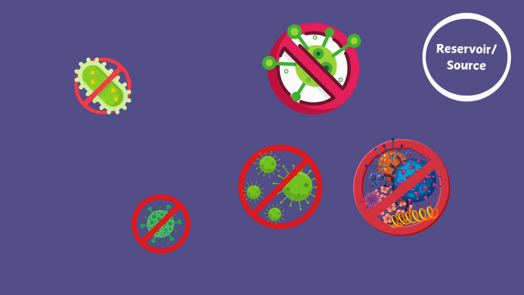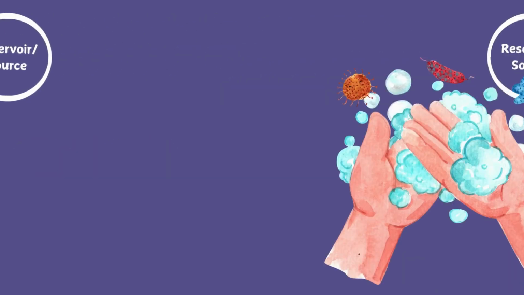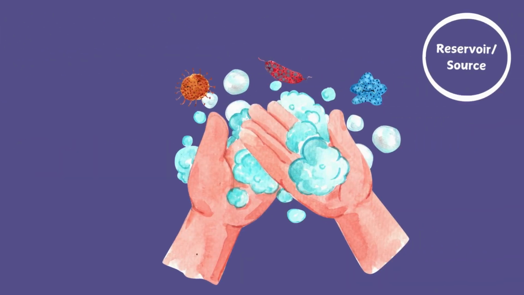The key lies in breaking the chain of infection. The most effective way to prevent microorganisms from living on you is hand washing. According to the CDC, regular and thorough hand washing is the best method to stop pathogens from residing on your skin and spreading to others. It's a simple but powerful step in breaking the chain of infection and maintaining good hygiene.